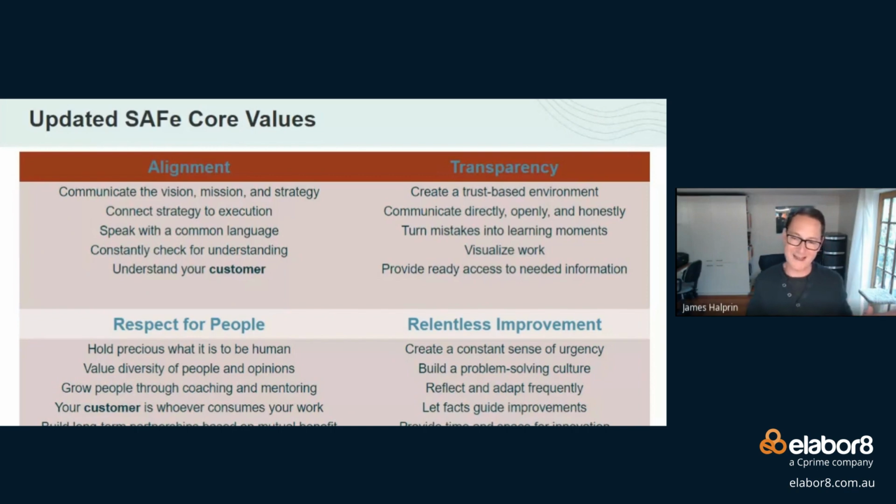But rather what has happened is 2 of the pillars in the House of Lean, which has now been retired, have actually been elevated to be 2 of the core values. So alignment and transparency were always there, and the 2 new core values are respect for people, which is so important, and this notion of relentless improvement.